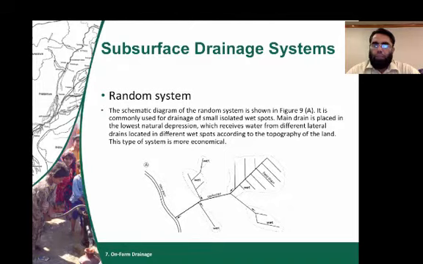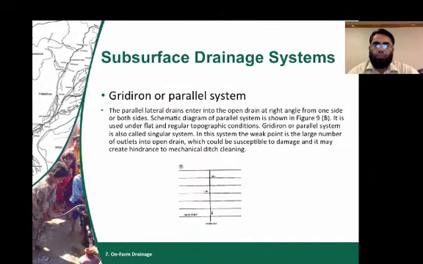Here, the main drain is placed in the lowest depression, which receives water from different laterals located in different wet spots based on the topography of the land, as you can see in the figure. And since you are not draining the whole area, you are only addressing those depressions or the wet spots. So this type of system is more economical compared to other systems.